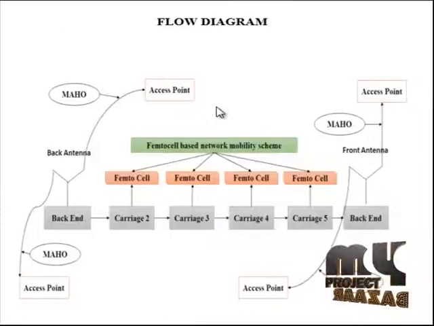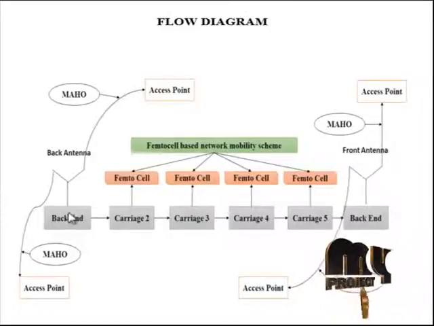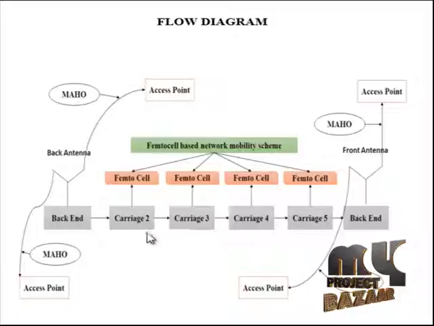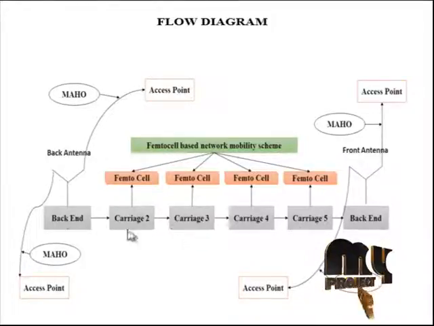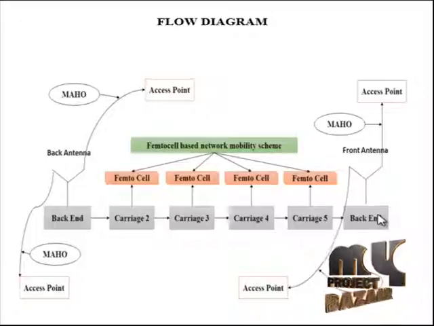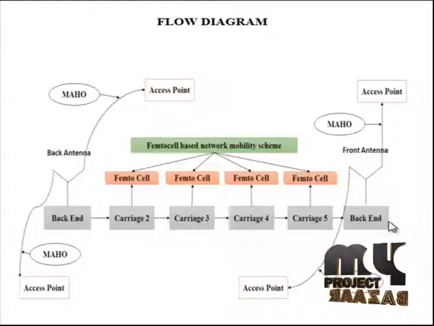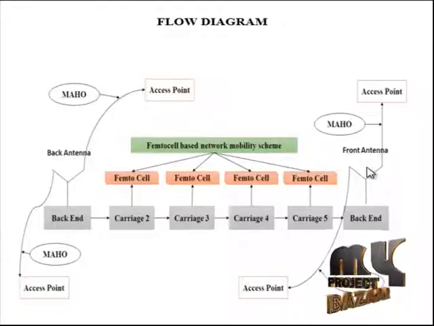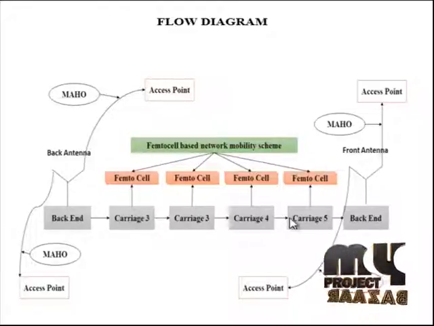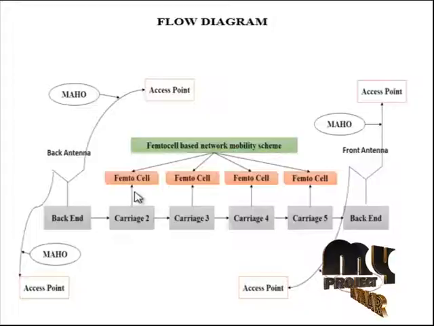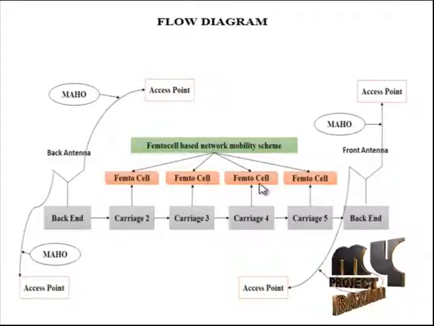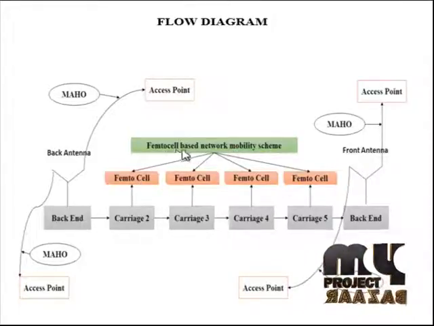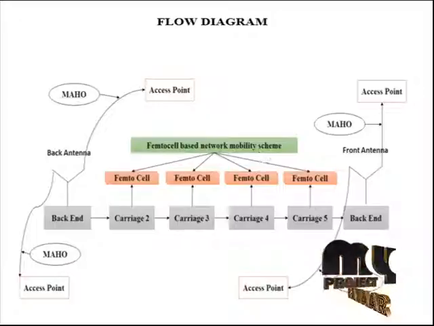Let me discuss the flow diagram for our process. This is the train representation. These four represent the carriages of our train. These two are the ending points of our train. At these two points, we place the antenna. This is called the back antenna, and this is called the front antenna. And in the carriage, we place the femtocell. In the femtocell, we implement the femtocell based network mobility scheme.